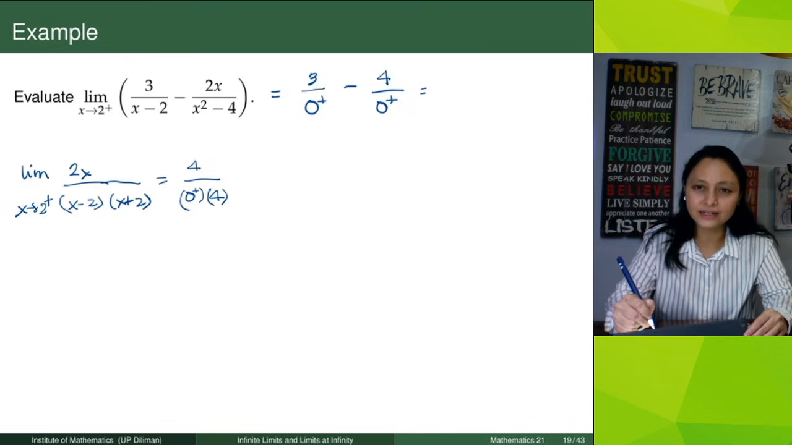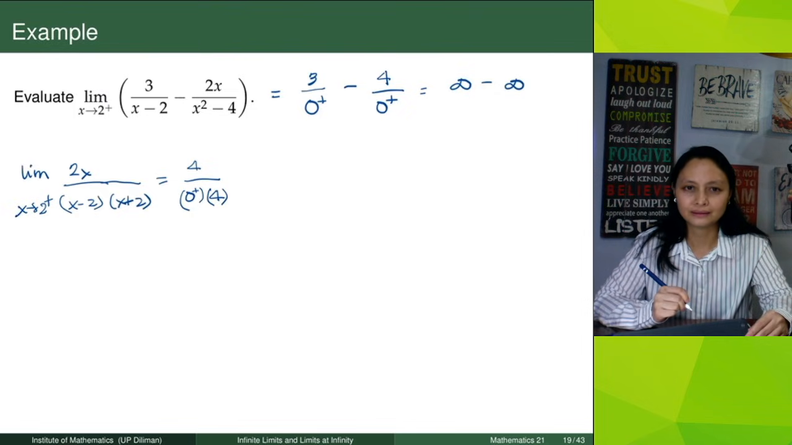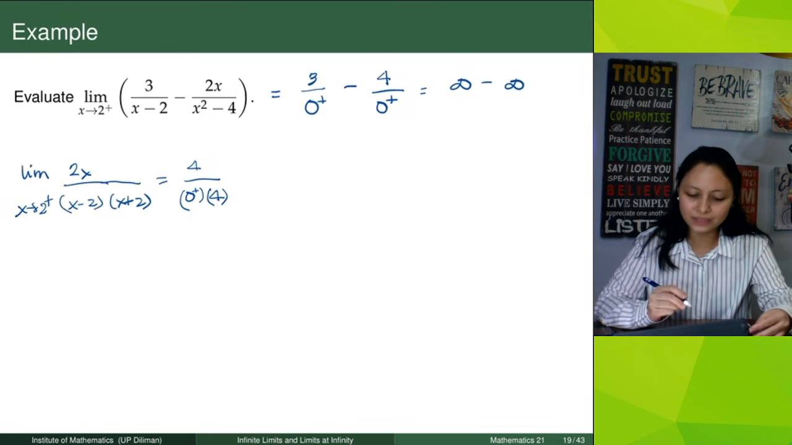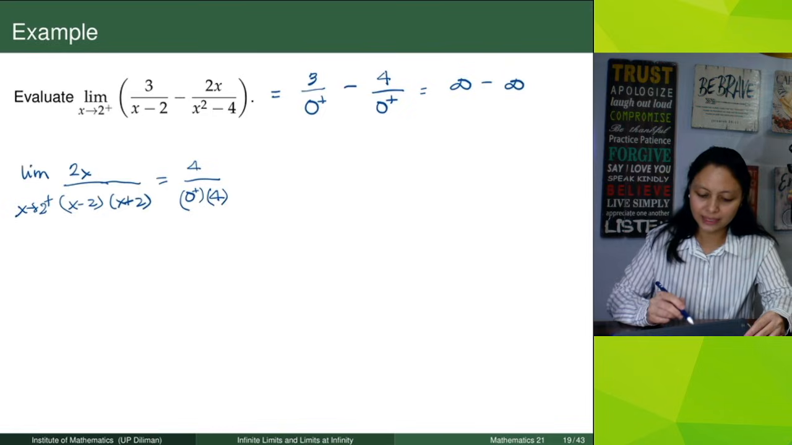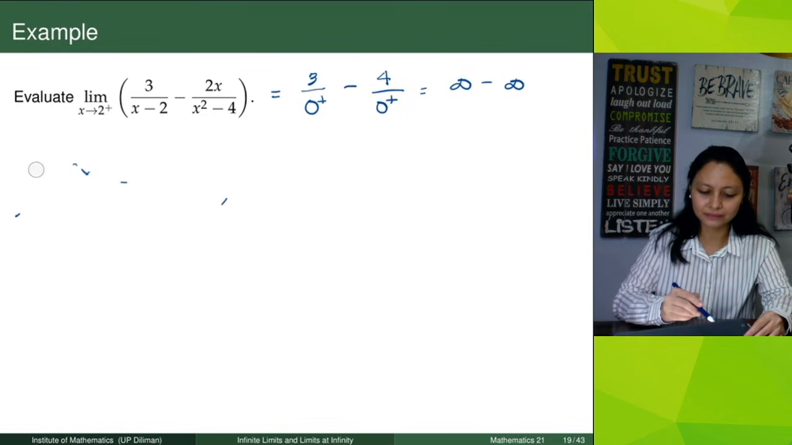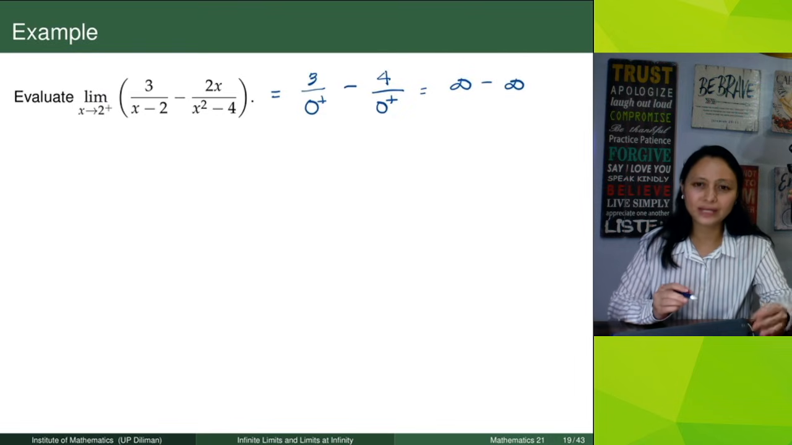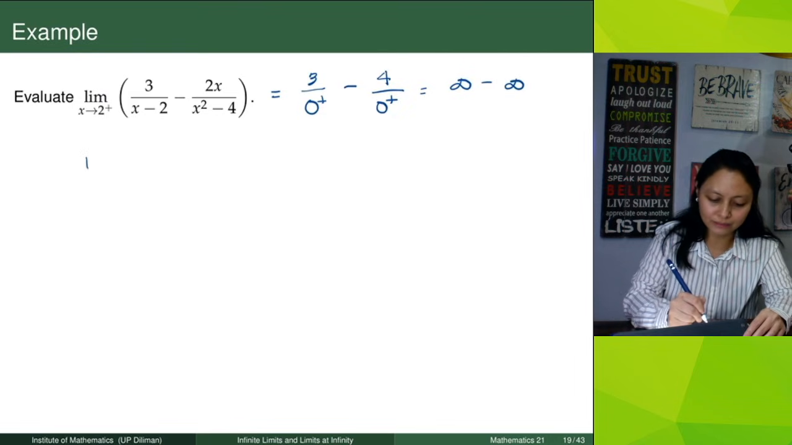So what you have here is the indeterminate form infinity minus infinity. Ibig sabihin ng indeterminate form, hindi pa yan yung final answer. So, we have to do something. Ano yung pwede natin gawin? We can write this as one fraction.